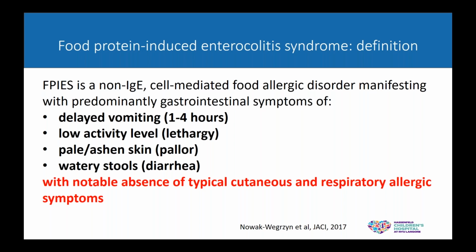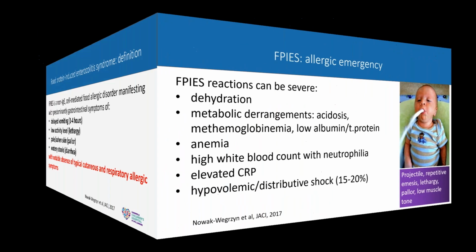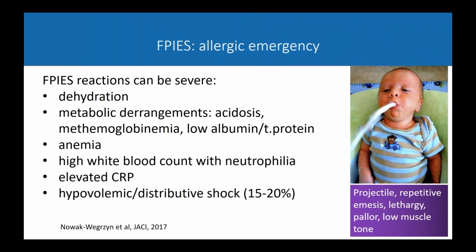In some patients, those upper gastrointestinal symptoms are followed by diarrhea about 5 to 8 hours from the ingestion of the food. What is very characteristic for FPIES is the absence of cutaneous and respiratory allergic symptoms. So FPIES reactions are not associated with hives, itching, swelling, or coughing, wheezing, or shortness of breath, but can be associated with low blood pressure. This is why FPIES is considered an allergic emergency, non-IgE mediated, but nevertheless an allergic emergency, because some of the reactions can be very severe.